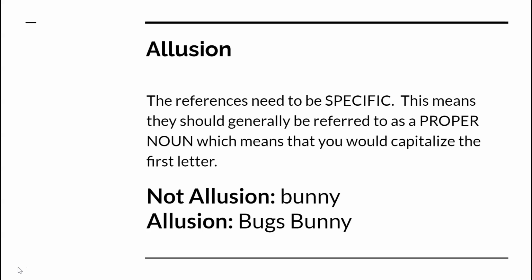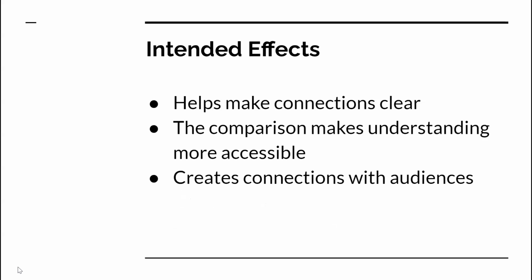The thing that we have to keep in mind, though, is that the references need to be specific. This means that they should generally be referred to as a proper noun. Anything that's going to be referenced as an allusion is going to be an actual, real deal person, place, or thing that you would capitalize the first letter of. So, for example, if you're saying bunny, that's not an allusion. But saying Bugs Bunny, a specific cartoon character, like he's as wacky as Bugs Bunny, that is an allusion. That's a reference.